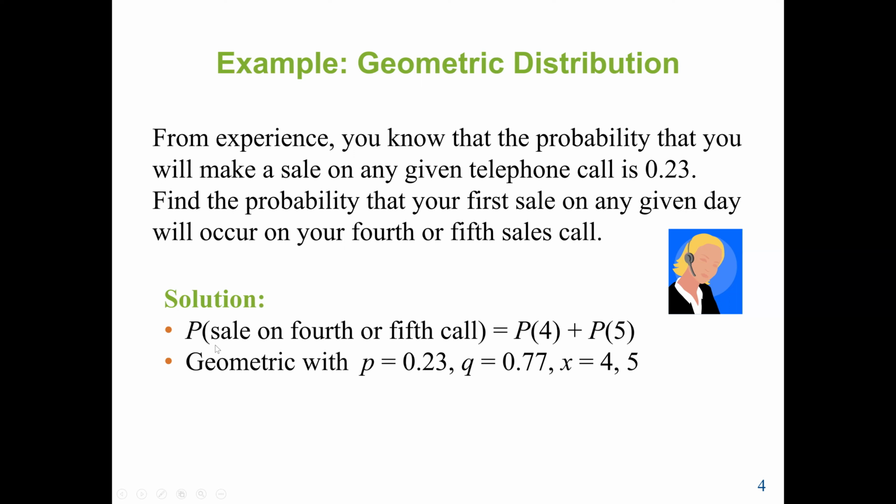So the solution, we say again, we're looking for the probability that the sale is on the fourth or fifth call. So it will be probability of 4 plus probability of 5. Based on the question, the P is given to us to be 0.23. So Q will be 0.77, because 1 minus 0.23 will give us 0.77. And also the X is 4 and also 5. That's the fourth and fifth sales call.